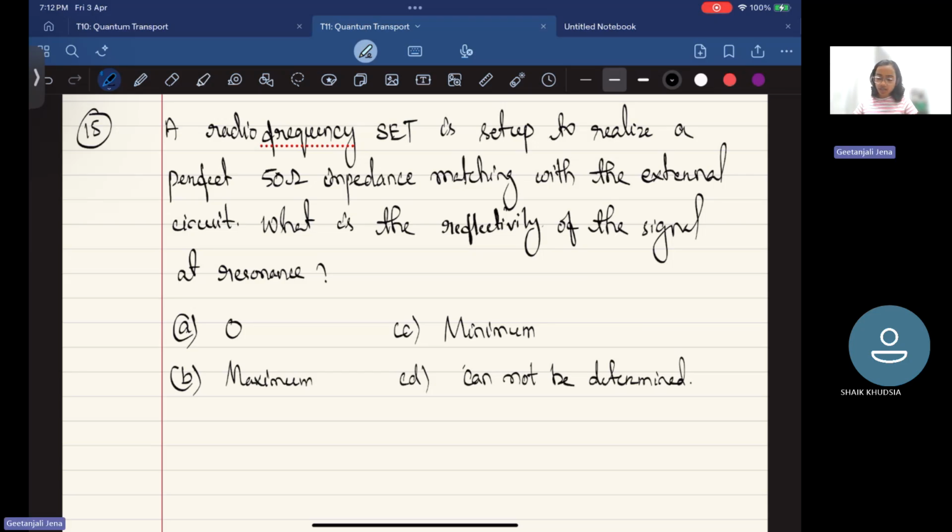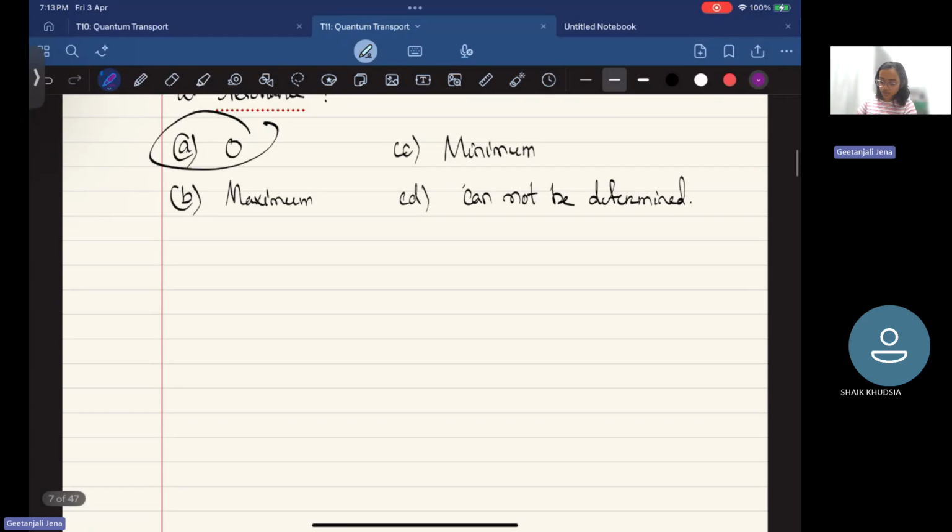Can you guess what the answer for this will be? You have a radio frequency SCT and you have a perfect impedance matching with the external circuit. What is the reflectivity of the signal at resonance? Option A. Yes, this is correct. If you recall, you must have used this one.